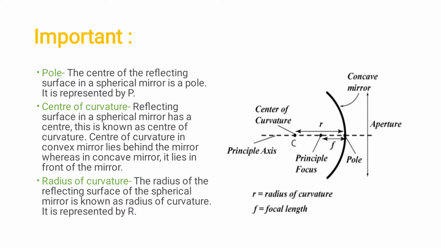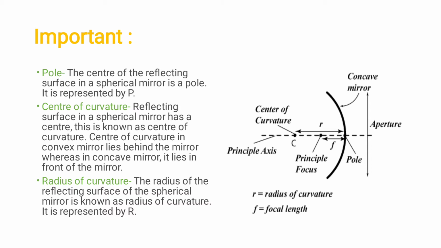Now proceeding further, let's see some important terminologies. What is pole? The center of the reflecting surface in a spherical mirror is the pole. Like here it is shown, this point is the pole. It is at the center of the spherical mirror and it is represented by the capital letter P.